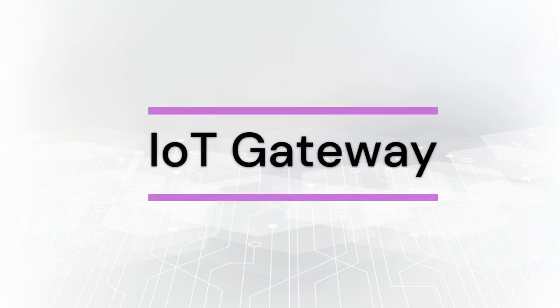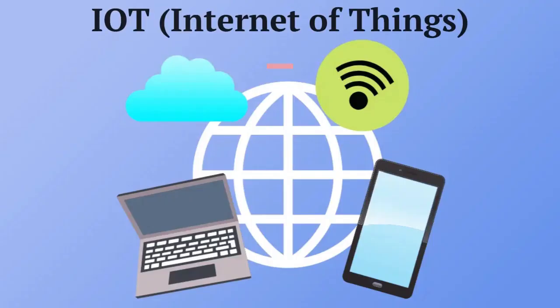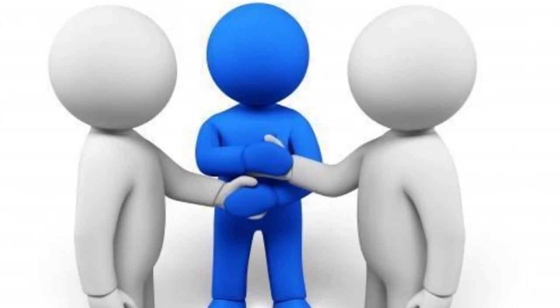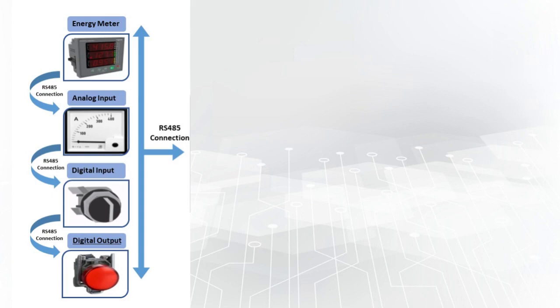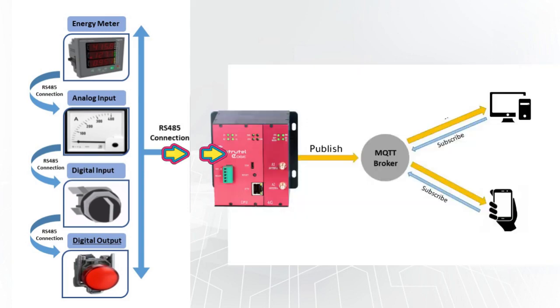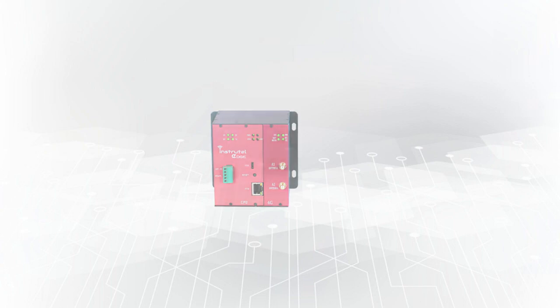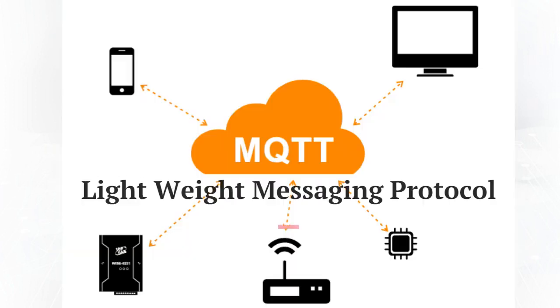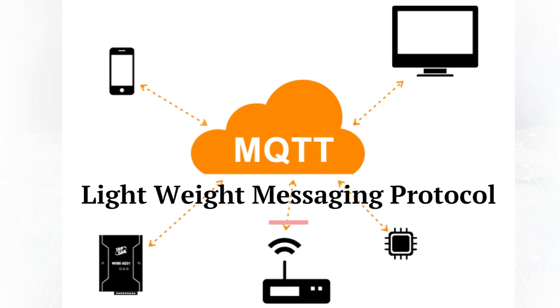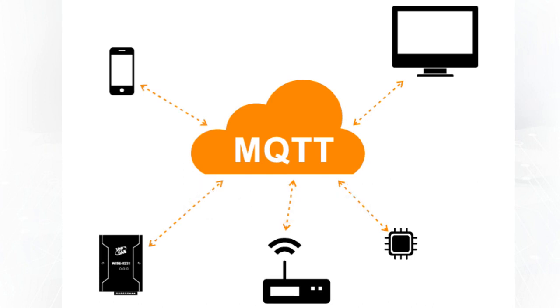First of all, let me introduce what an IoT gateway is. IoT means Internet of Things, and a gateway is a type of mediator. An IoT gateway is a device that collects the data from the multiple connected devices and sends this data to the cloud or a broker using the MQTT protocol. Now we will understand what MQTT is. MQTT stands for Message Queuing Telemetry Transport. It is a lightweight messaging protocol ideally used for machine-to-machine communication, especially in remote locations.